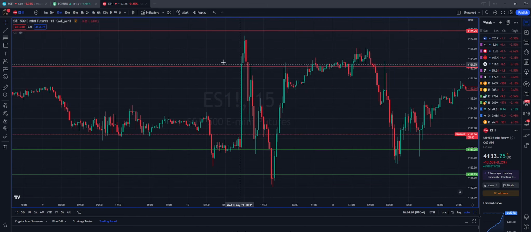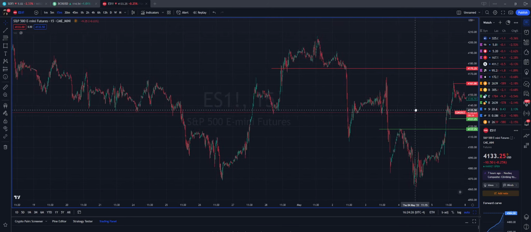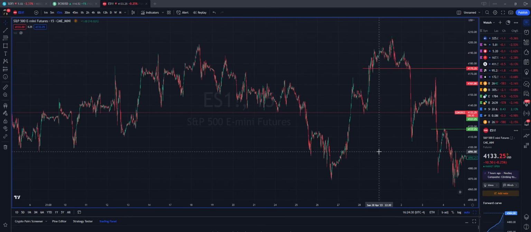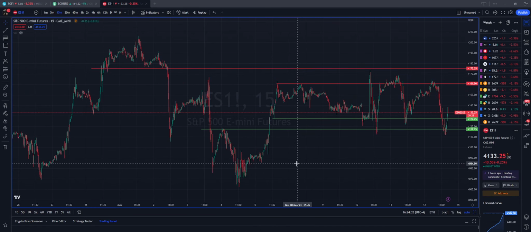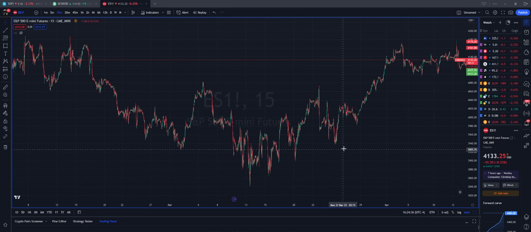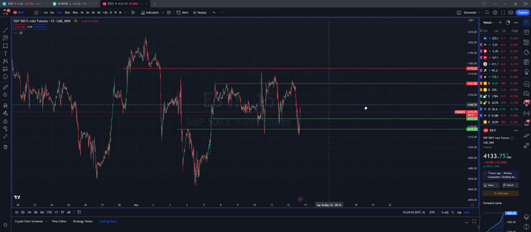This one is very shy, very shy breaking up above this resistance. Something that is not shy breaking through the resistance, I think we've seen in the past. I'm going to look it up later and then I'll take pictures of it.